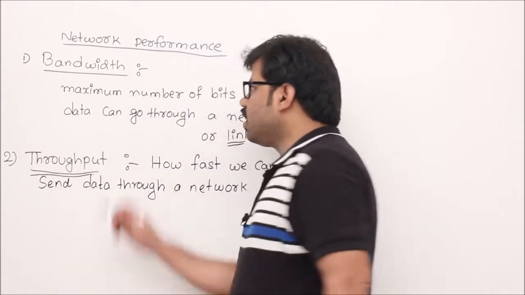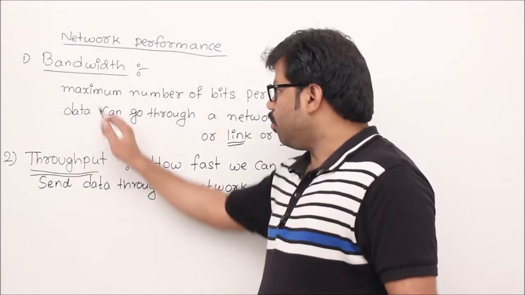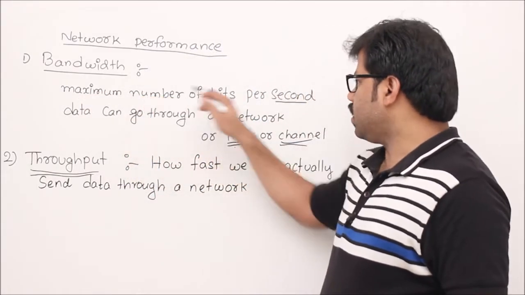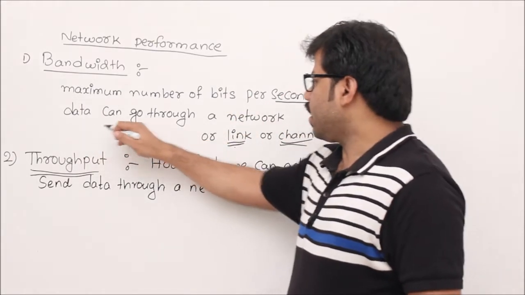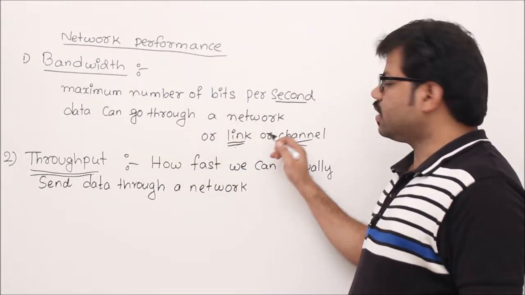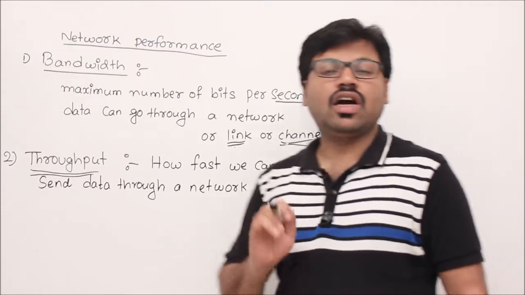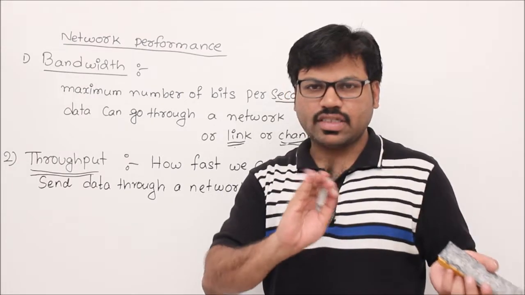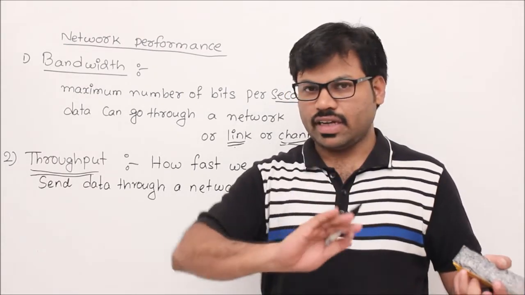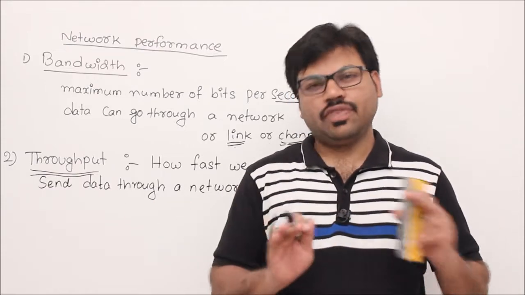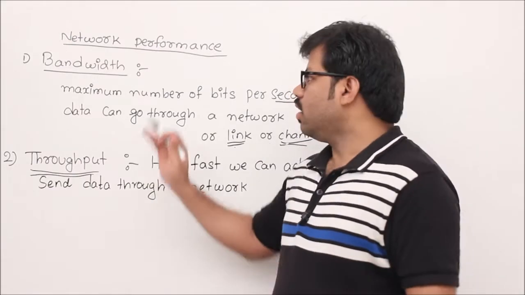Whatever it is, bandwidth is the maximum number of bits per second that the data can go through a network or link or channel. That means how many maximum bits we can send through one channel, otherwise through a link, otherwise through a network, is called bandwidth.